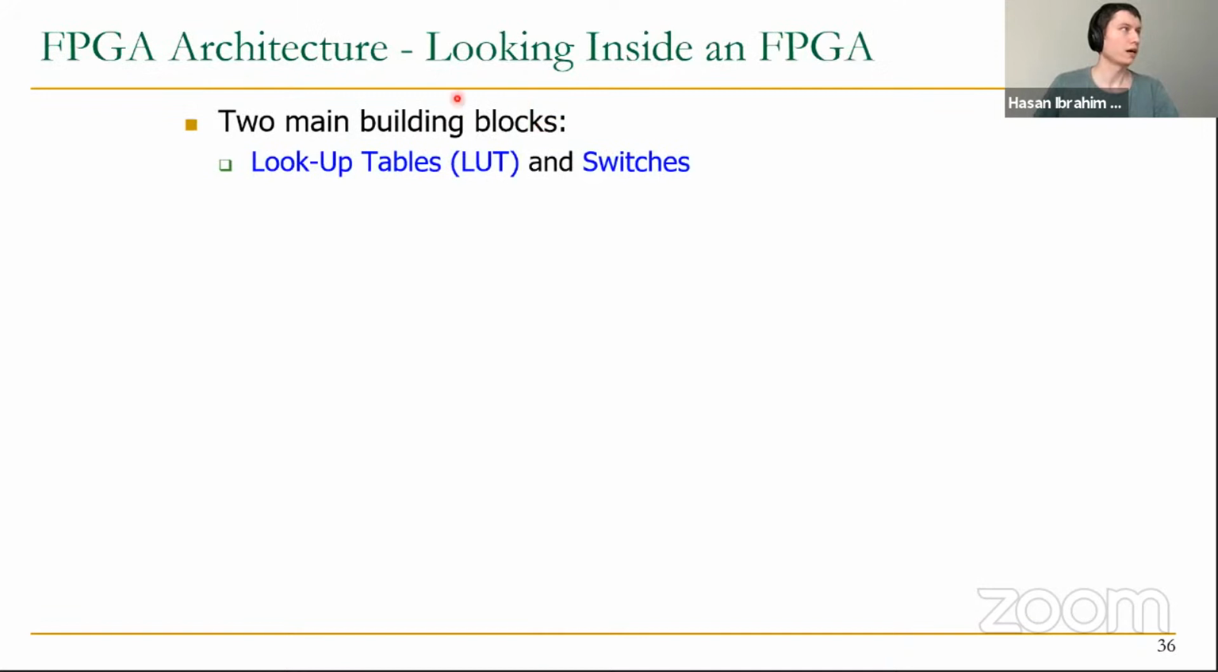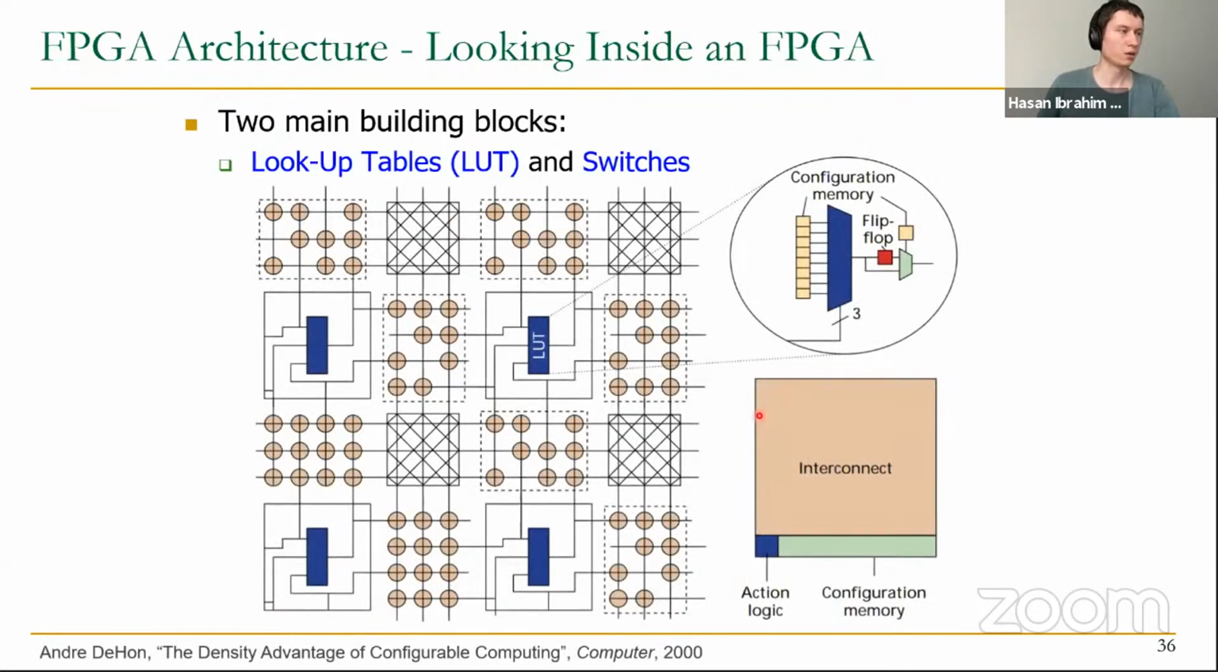Okay, as I mentioned in the previous slide, there are two main building blocks: the logic blocks, which we'll refer to as lookup tables here, a bit like a simpler version of a logic block, I would say, and also switches, which we use to connect the lookup tables to each other. So when we zoom into an FPGA, it looks like this.